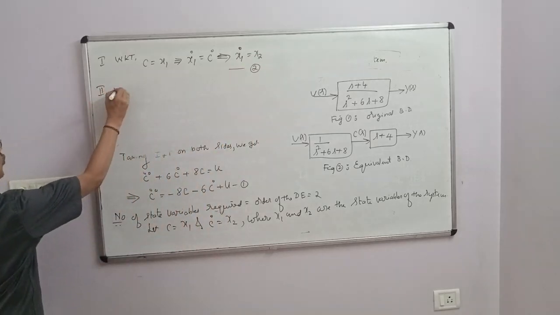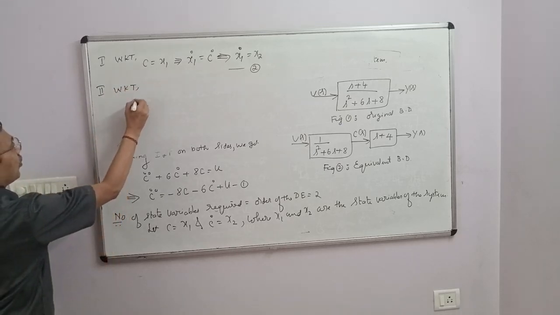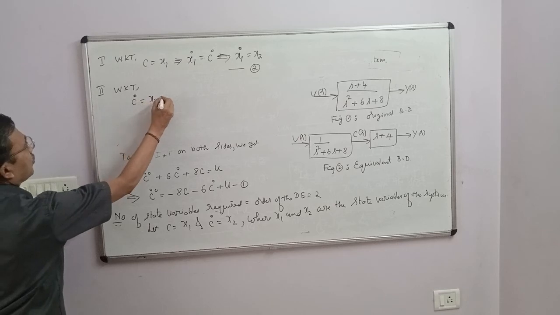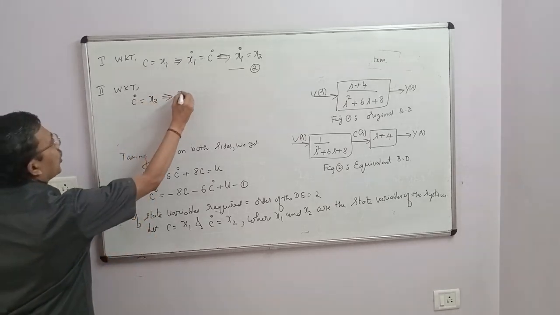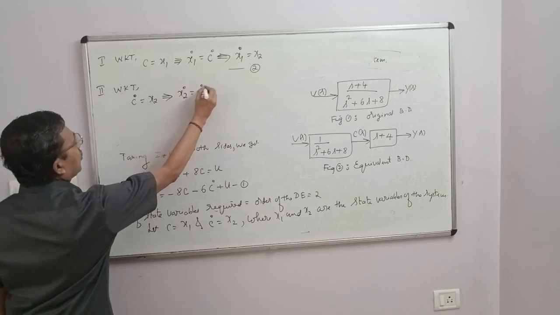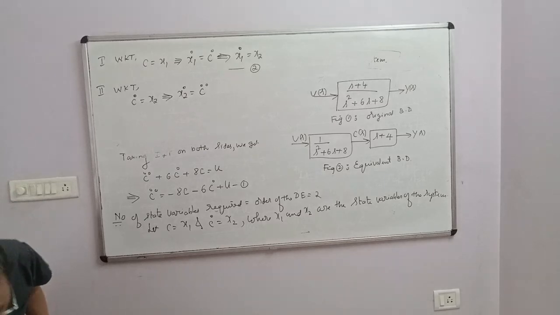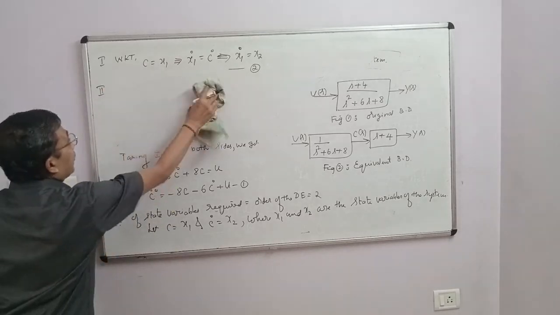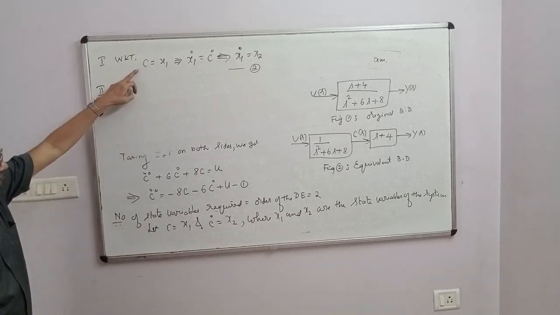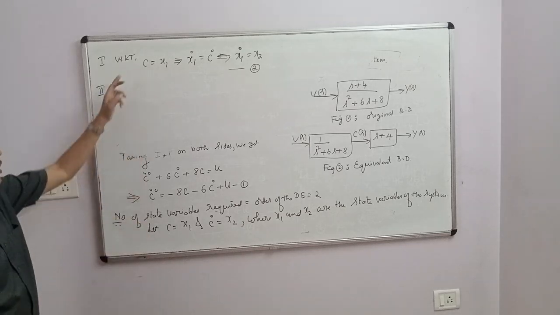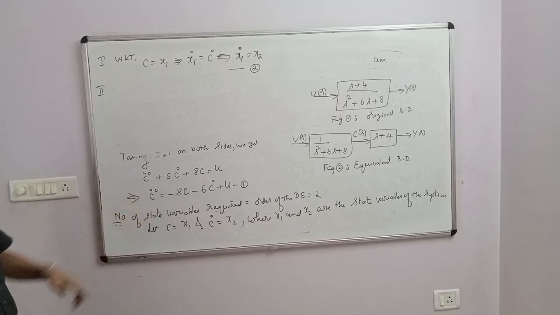Second step. We know that C dot is equal to x2. Differentiate both sides with respect to t. So you get x2 dot is equal to C double dot. This is again not required, because only two state variables are required now. So one equation we can obtain by manipulating in this manner. The next equation we have to obtain using equation 1 only.